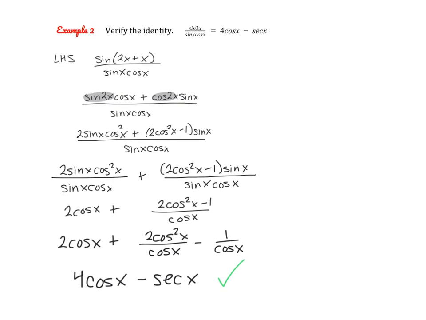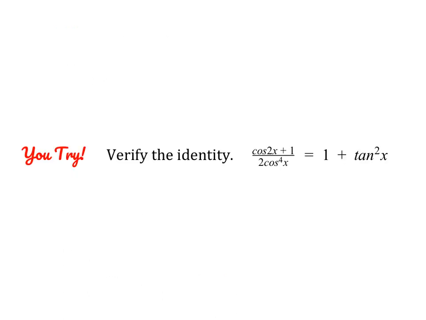So remember, when you're verifying, it's really useful to always look at the other side of the equation, and that might kind of give you a hint of what you should do next. Okay, go ahead and pause the video and see if you can give this one a try. Start with the left-hand side and see if you can turn this into 1 plus tangent squared. We'll check our answers in just a few seconds.